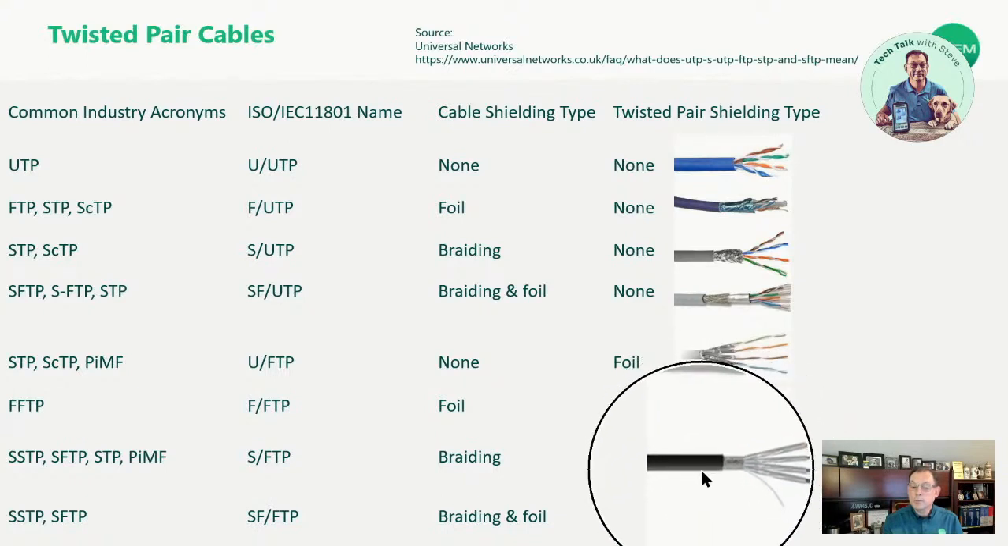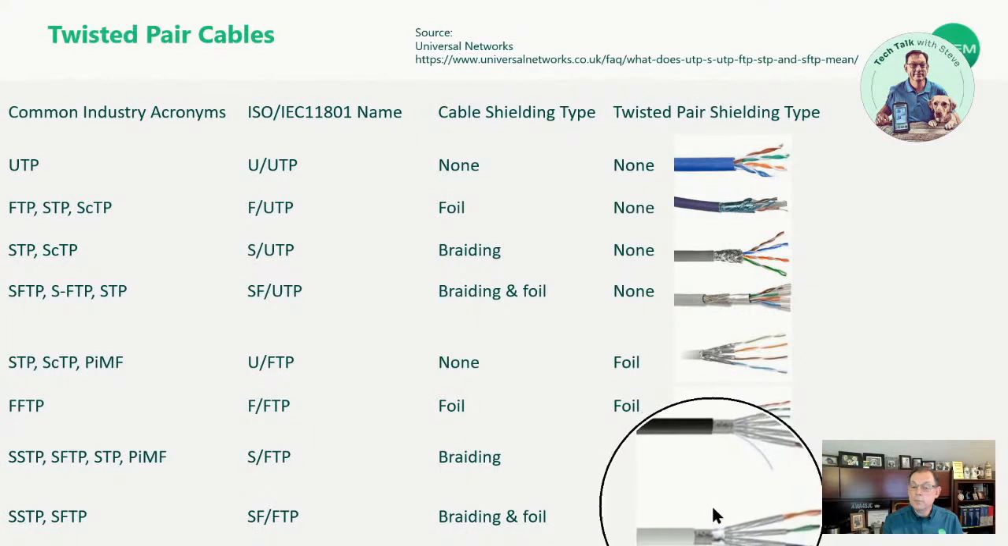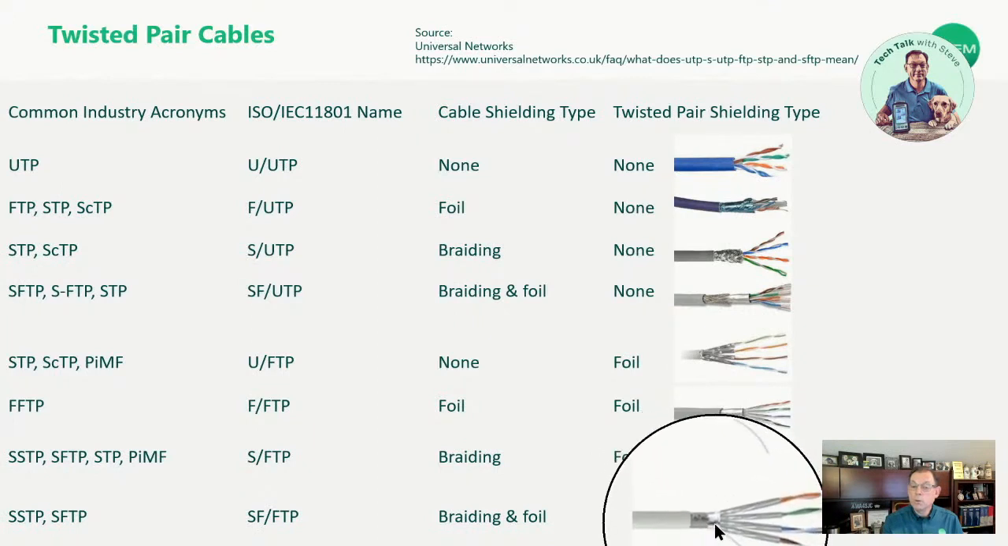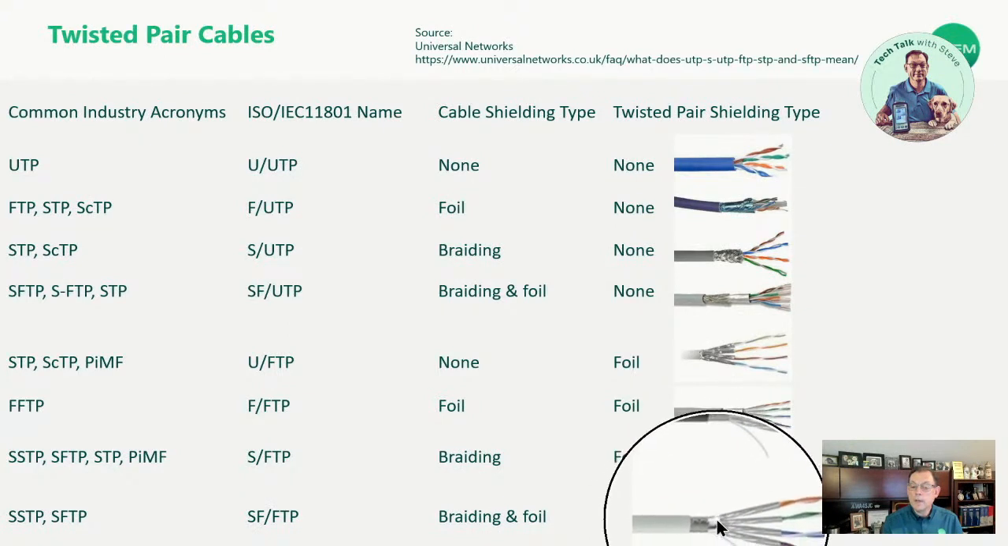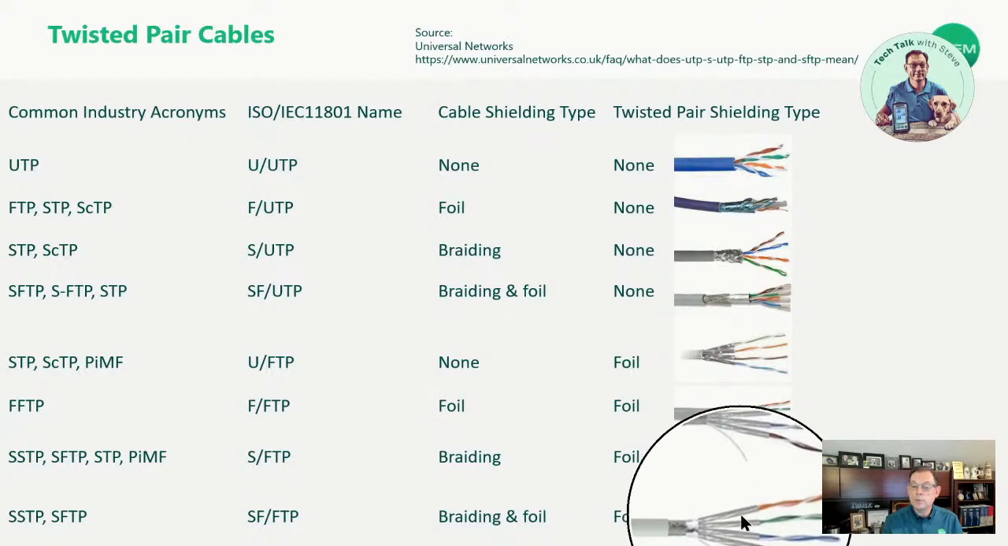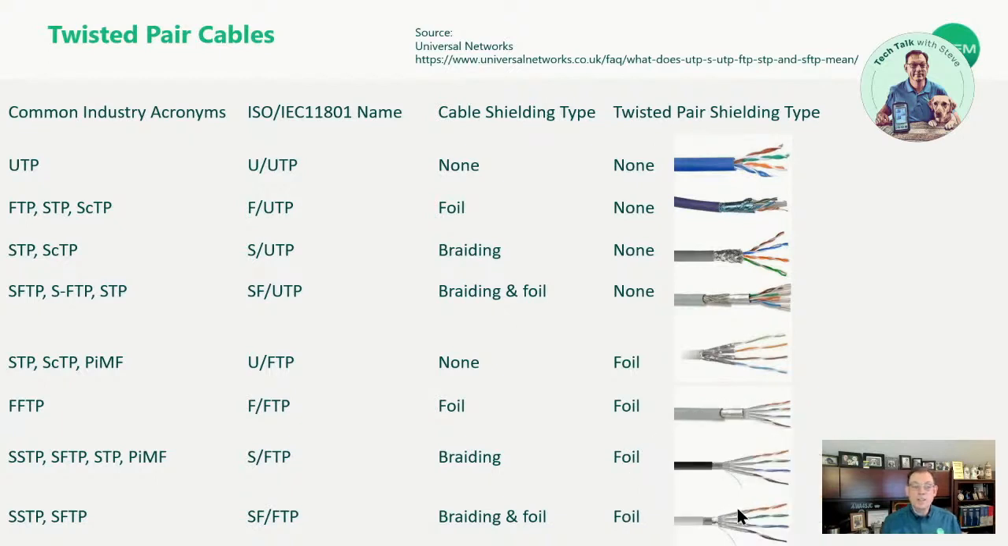And then our very last one here, the SFTP, has a foil underneath that, has a braid overall, and underneath that braid is a foil. And then underneath that, each of the pairs has an individual shield. That last one is the most heavily shielded in the examples here and provides the best protection against noise of all of these cables. Each of them has a different level of noise protection.